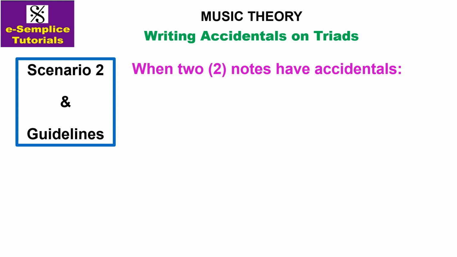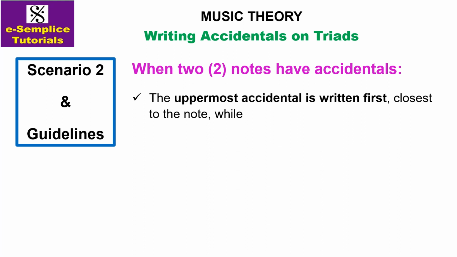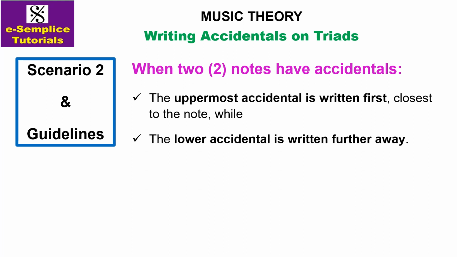We now want to look at guidelines to writing accidentals on triads when two of the notes of the triad have accidentals. The first thing is the uppermost accidental is written first, closest to the note, while the lower accidental is written further away.